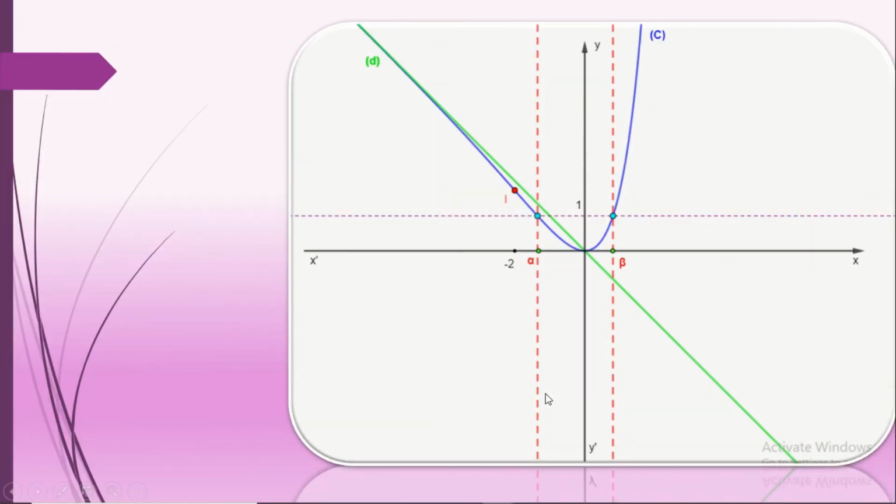First, let's understand the given. f of x equals 1. Note that the straight line y equal 1 will intersect the curve C at 2 points. Here the roots are alpha and beta. So f of x equal 1 admits these two solutions. Alpha is less than 0, less than beta.